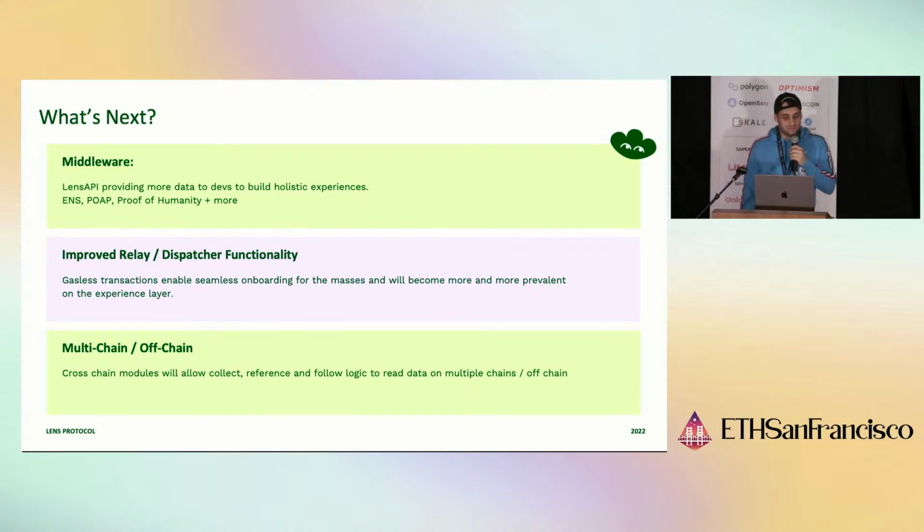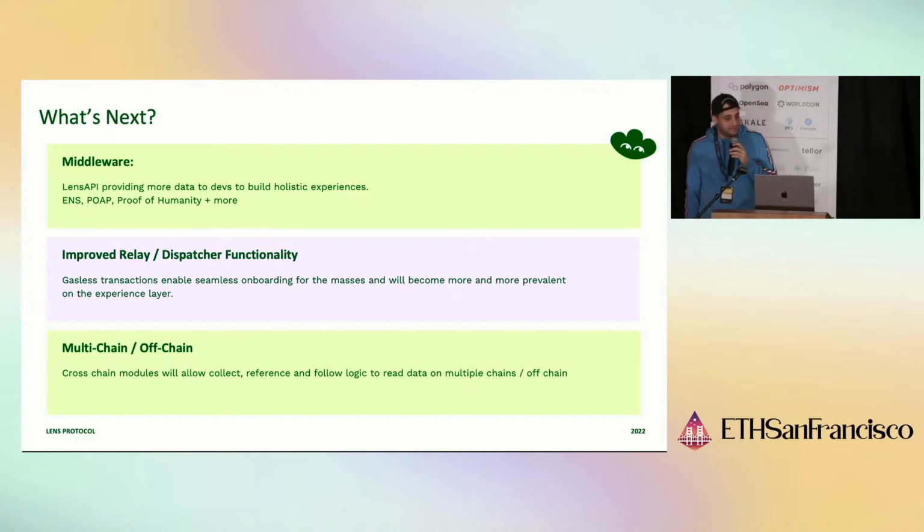We have this really awesome concept called Dispatcher and Relay, which allow applications to pay for gas on behalf of the users. It allows seamless onboarding for the masses, and already we have done 4.5 million transactions since we released this feature in June, making the Lens API one of the largest EVM gasless relays.